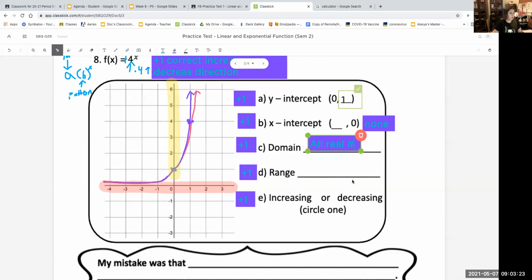However, the range is not going to be all real numbers because if I look here, I cross, but at 0, I don't cross anything. At these negatives, I don't cross anything. So since I don't cross anything, the way that we write the range is going to be y is greater than 0. That's how we're going to write it. Remember, when we didn't do inequalities, but you should have done it in the past.